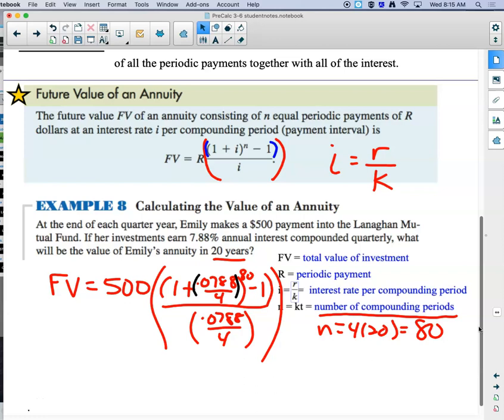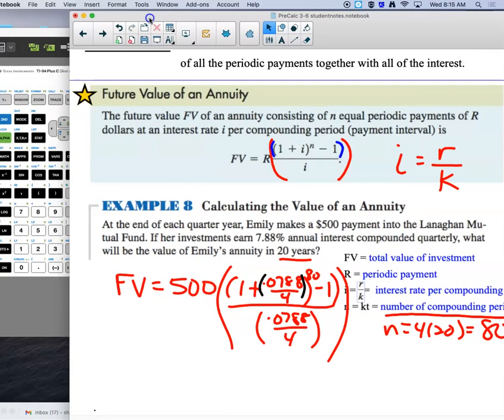I'll subtract 1. That will give me the numerator. And then I'll divide that by 0.0788 divided by 4. And finally, I'll multiply the whole thing by 500. So let's see what we get.